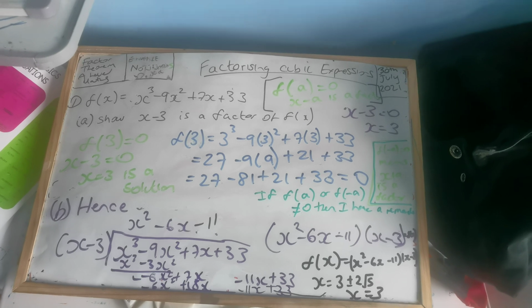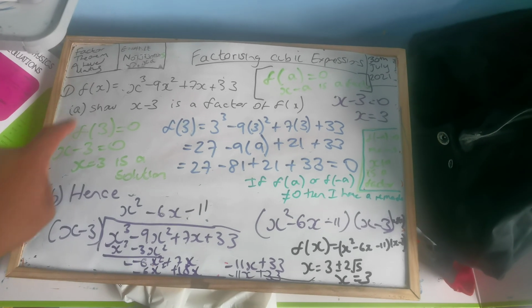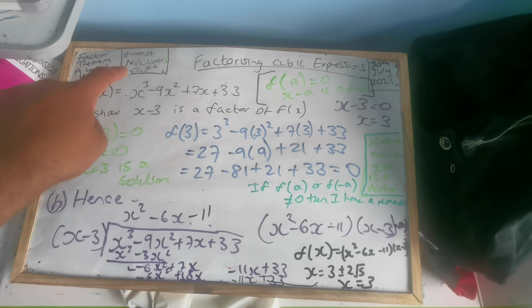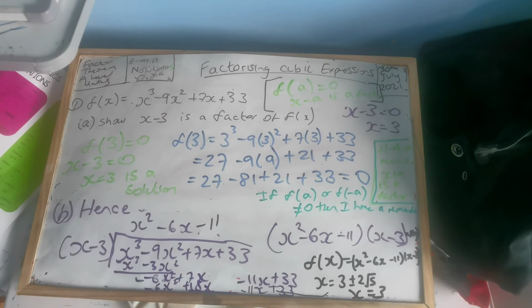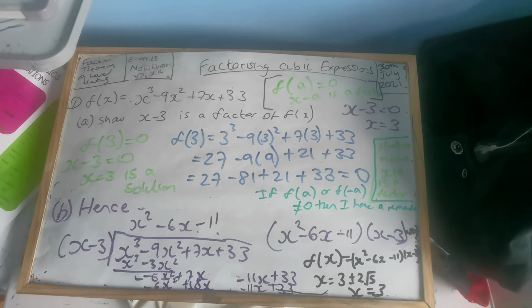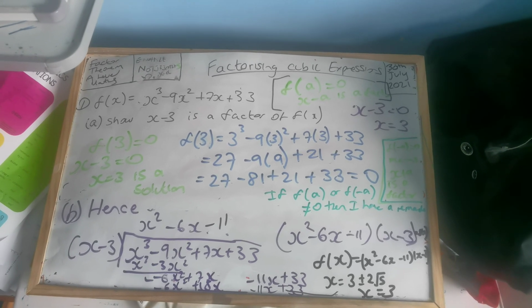Right guys, so example 1, question number 1. We've got f of x equals x cubed minus 9x squared plus 7x plus 33. Part A says, show that x minus 3 is a factor of f of x.